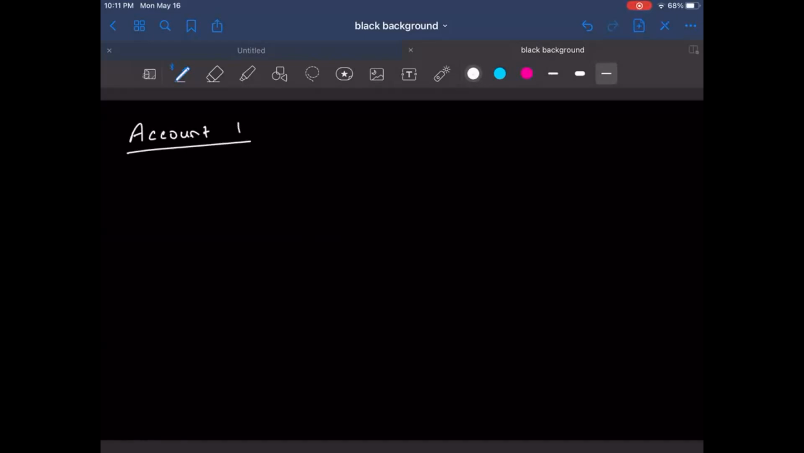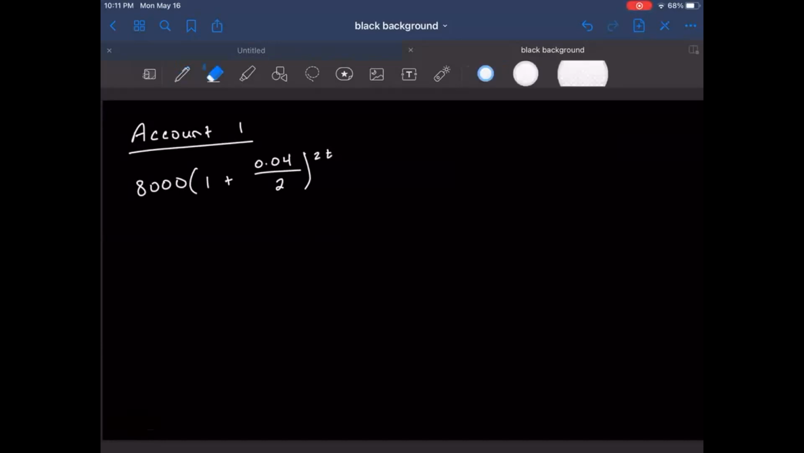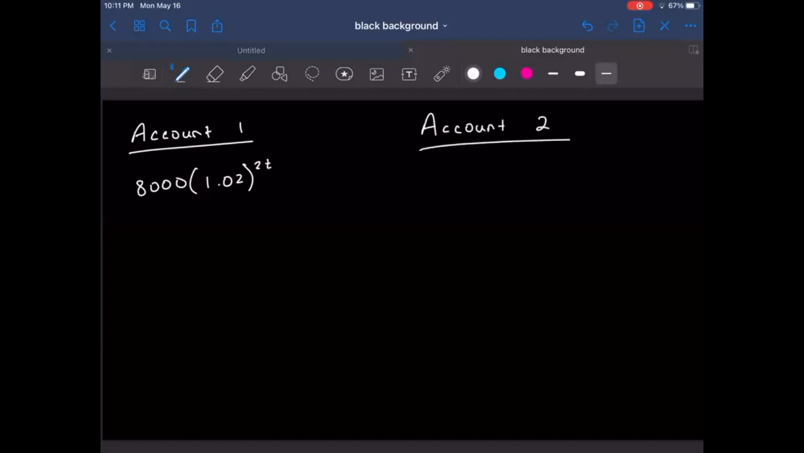Okay, account 1. Let's go through it one more time. The principal goes outside the parentheses. It's 8,000 in this case. You have to do 1 plus your rate divided by how many times it's compounded. Semi-annual means twice. Then in the exponent, you have how many times you're compounding, times t. Okay. So I'm just going to simplify that. There you go. Again, that's what the graph looks like.